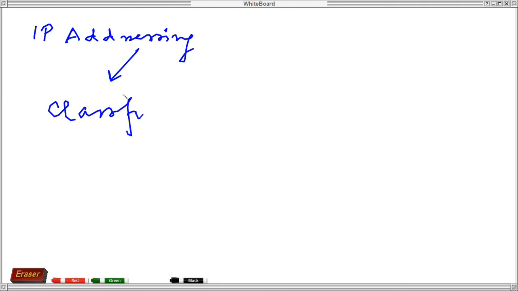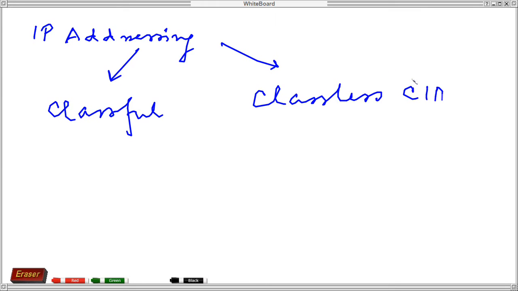Well, I will start discussing subnetting in detail. To understand subnetting, let me tell you that the entire IP addressing is classified into two types. One is called classful addressing, and another one is called classless IP addressing, which is CIDR, the concept of CIDR, VLSM, and all.